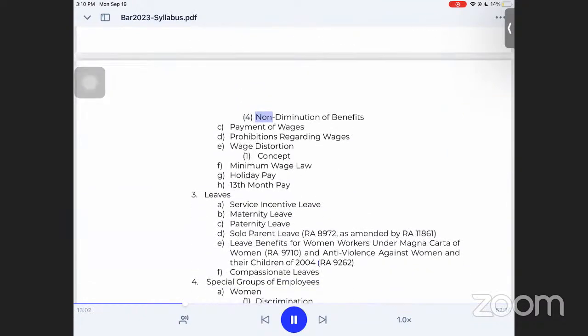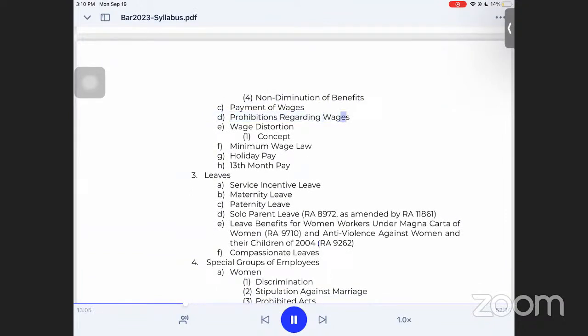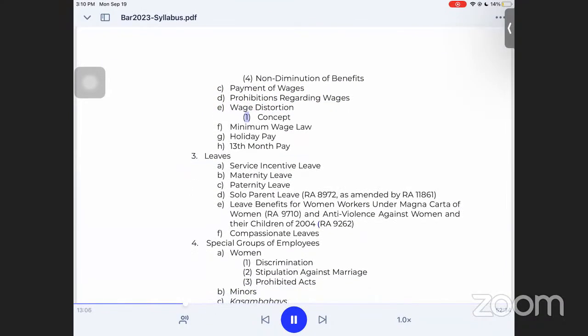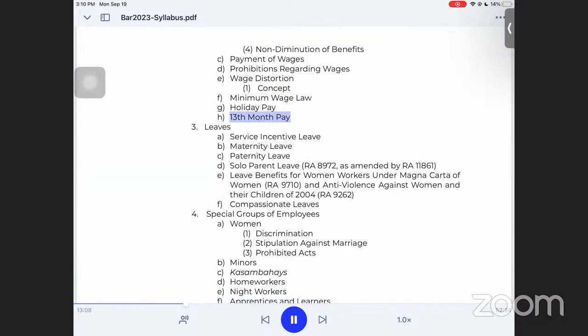4. Non-diminution of benefits. C. Payment of wages. D. Prohibitions regarding wages. E. Wage distortion. 1. Concept. F. Minimum wage law. G. Holiday pay. H. 13th month pay.